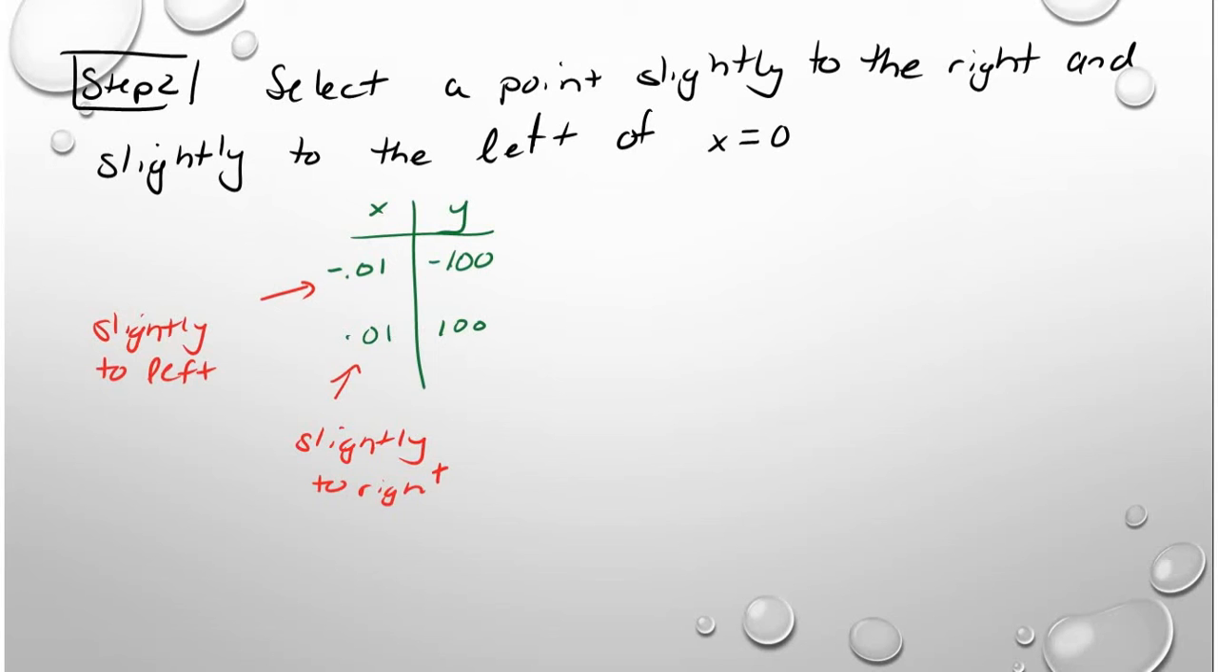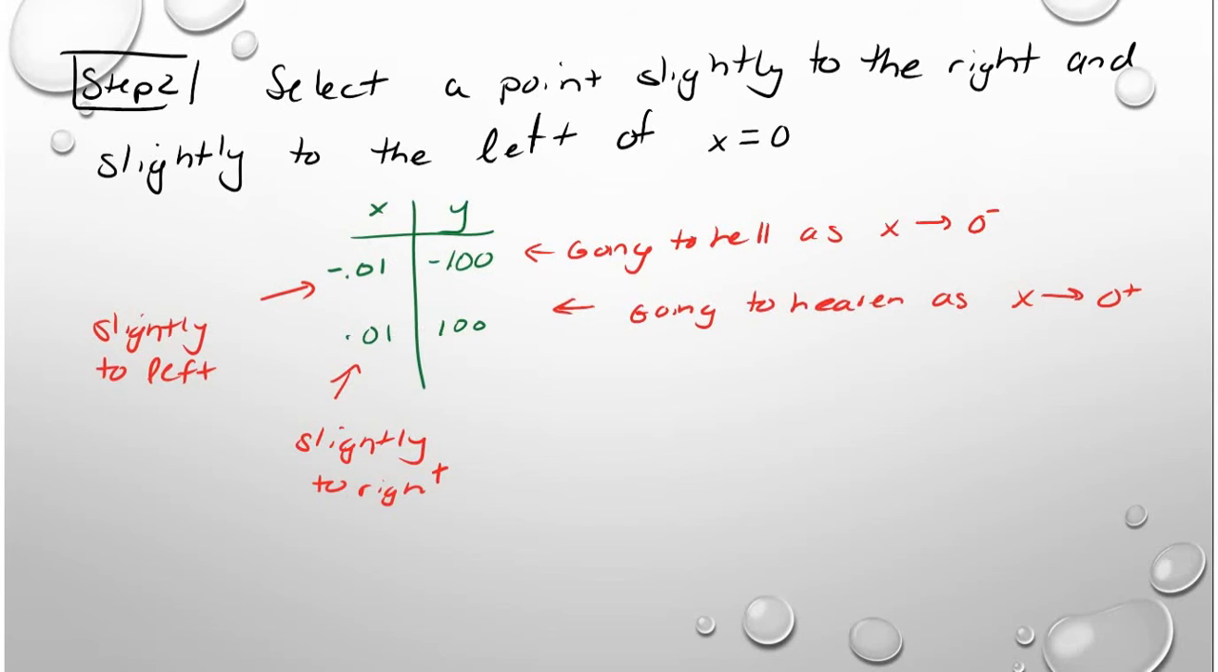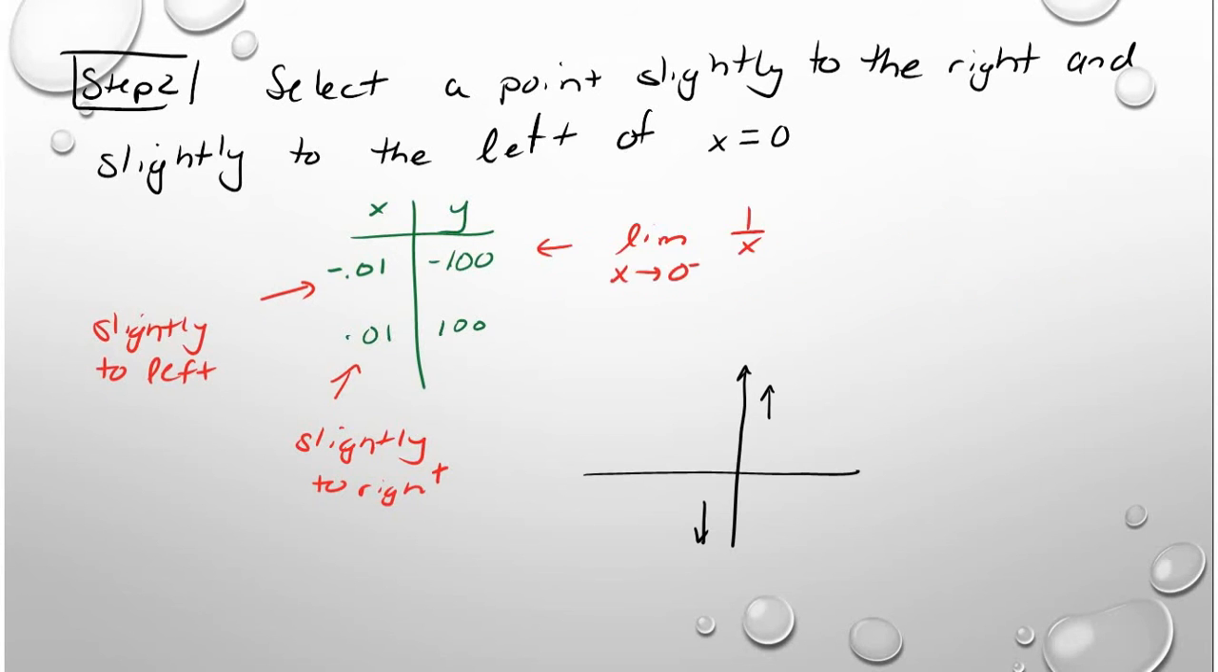That'll give you a good reflection of whether it's heaven or hell. So that tells you that it's going to hell as x goes to 0 from the left, and the y is going to heaven as x goes to 0 from the right. So that's what it looks like. You're getting pieces of the graph as you're going through these steps. So that's the piece I got.